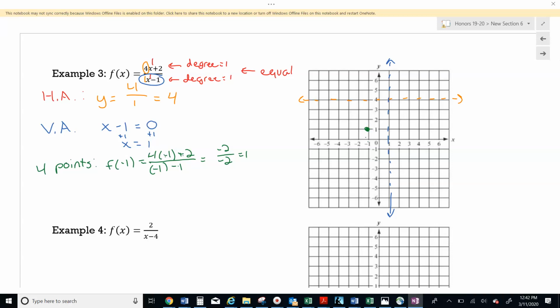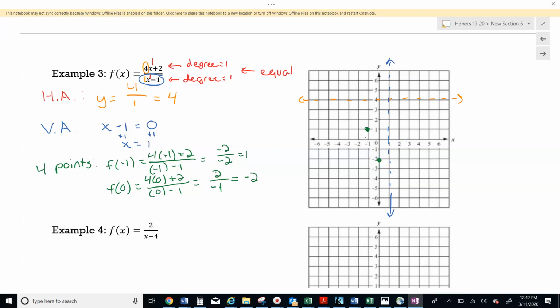And let's do 0. Always an easy one. 4 times 0 plus 2 over 0 minus 1. 4 times 0 is 0 plus 2 is 2. 0 minus 1 is negative 1. 2 divided by negative 1 is negative 2. So at 0, I'm at negative 2.